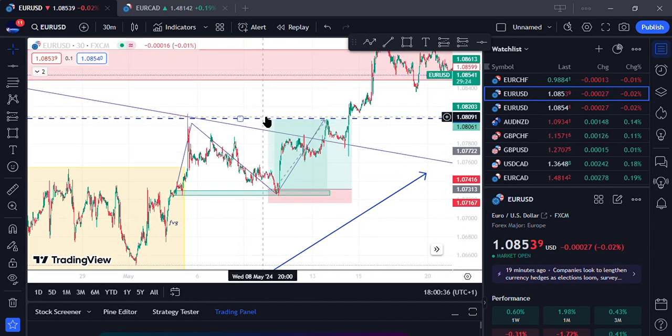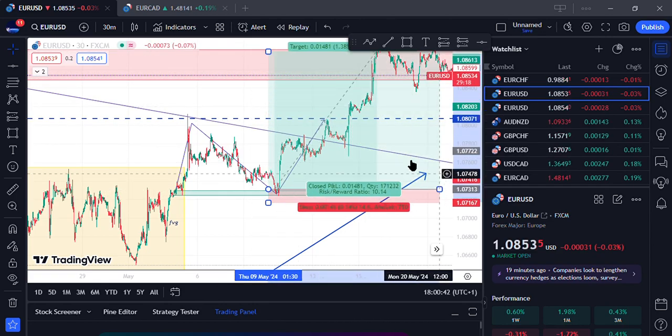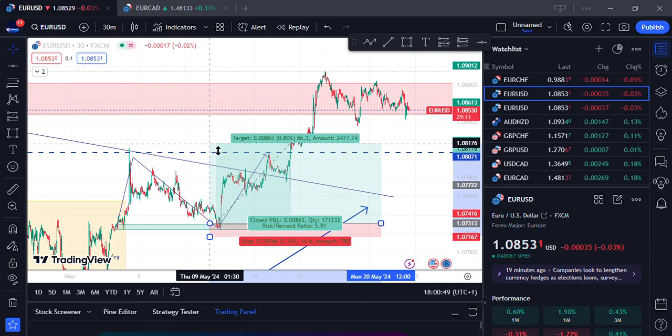Let's say you want to swing this one now. Let's say at this point you take partial profit and you continue your buy. You can buy as high as this new zone right here. Do you get that? So that is the best.